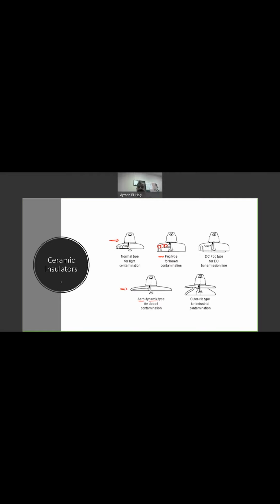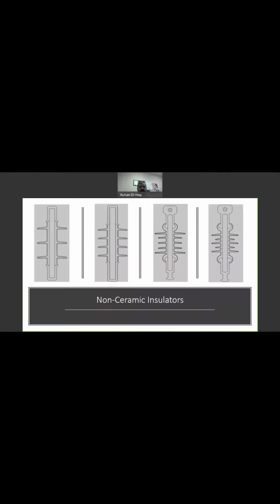Now, when it comes to non-ceramic insulators, we don't have this luxury of making complicated shapes, but we can do sheds like this. Usually those are injected in a mold, and then this mold will open and will take out the insulator. So we cannot have complicated shapes on those molds. So basically what we do, we can have those sheds, we can change the distance between them so as to achieve the leakage distance that we want.